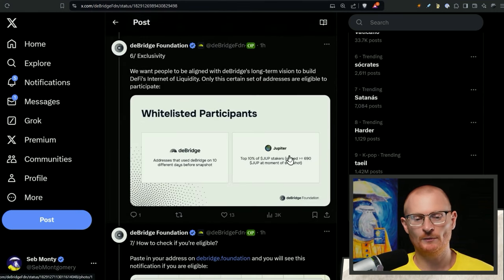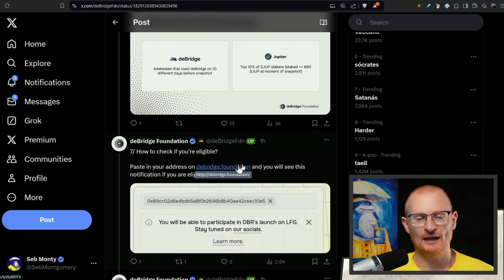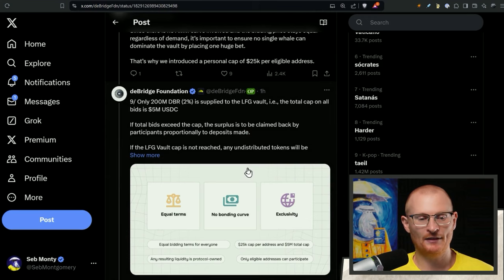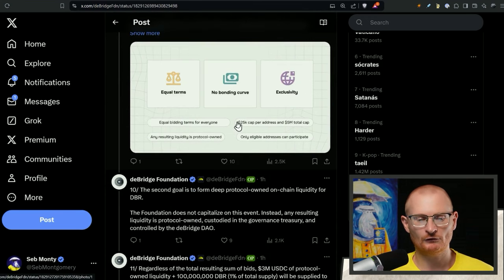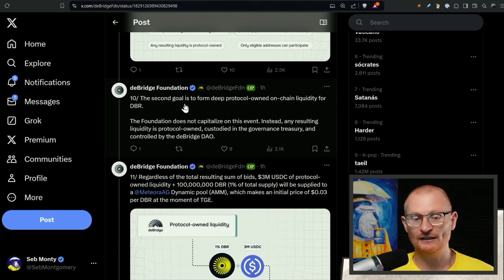So if you're a Jupiter person or DBridge with a certain amount, then you can buy the token and check if you're eligible here. But other than that, remember, only 2% is actually going to the launch pad, which I think is quite low. But it does say the second goal is to form a deep protocol-owned on-chain liquidity for DBR. This worries me a little bit.